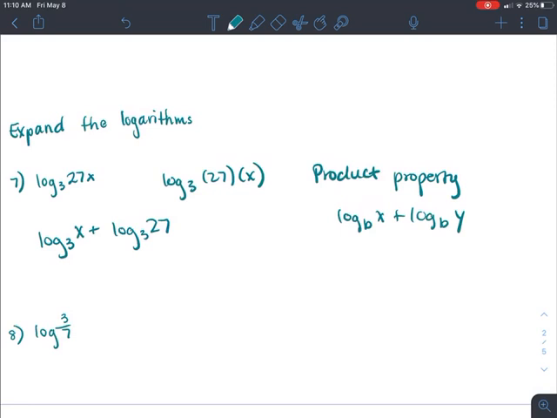Now, it doesn't matter which way you write this. It can be log 3x plus log 3 of 27 or log 3 of 27 plus log 3x. The reason it doesn't matter which way you write them is because this is addition. If it was subtraction, that would be different.